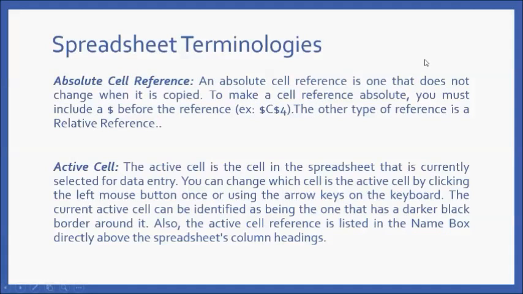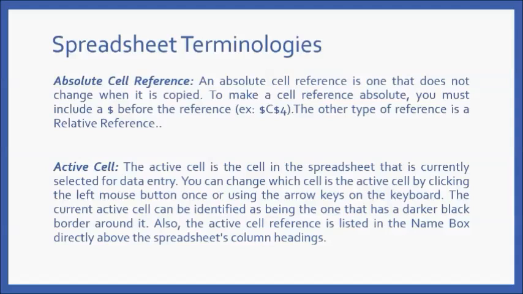So we have here some spreadsheet terminologies which are arranged in alphabetical order. So we have absolute cell reference. So one that does not change when it is copied. To make a cell reference absolute, you must include a $ sign before the reference. So for example, $C$4. So the other type of reference is a relative reference.